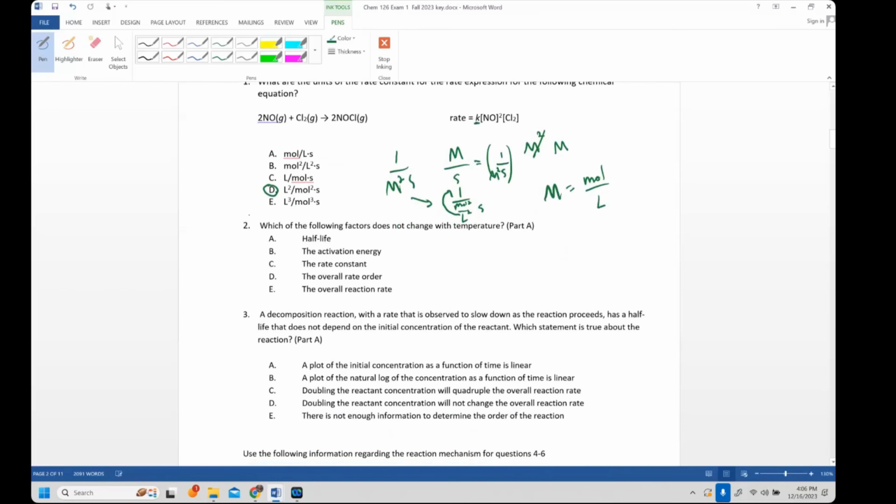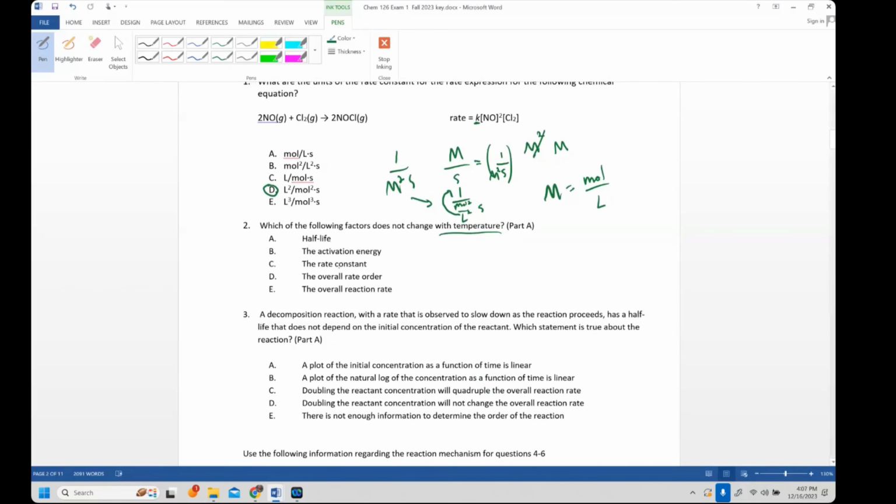Okay, moving on to number 2. Which of the following factors does not change with temperature? With temperature, we understand that when the temperature goes up, the rate of the reaction increases. That's all we need to know. It happens faster. So the half-life, meaning the time it takes for the reaction to go through half of its reactant, will be reached faster if you increase the temperature. So yes, the half-life does change with temperature.